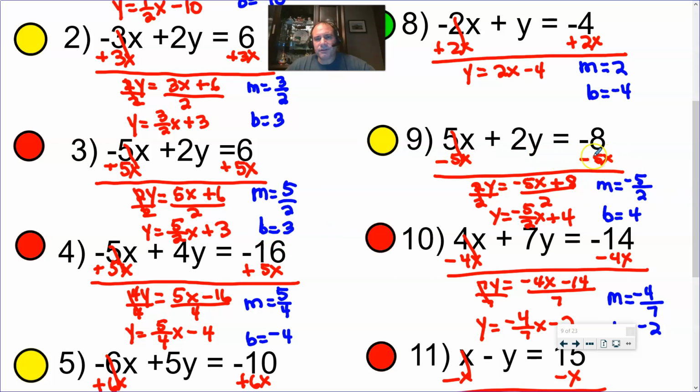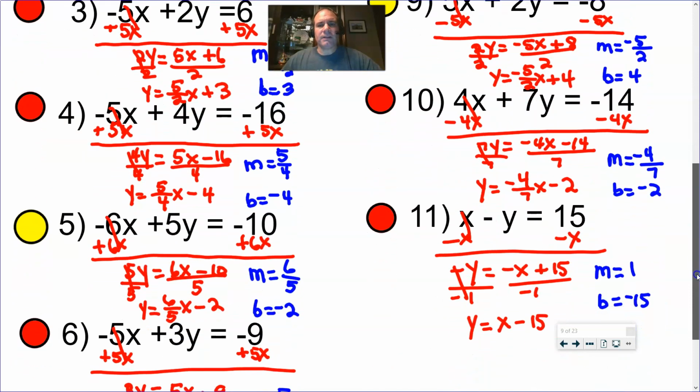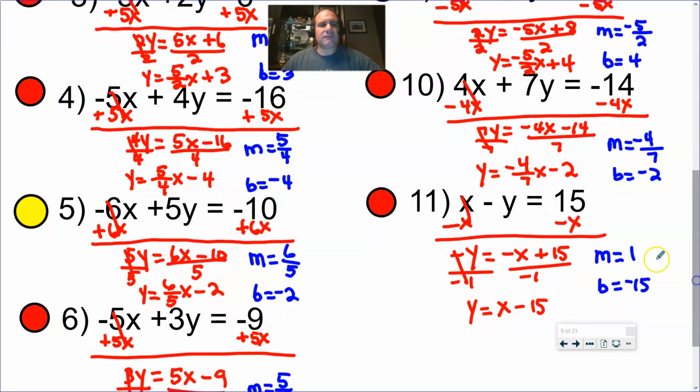Minus 5x on both sides. Number 9. You divide by 2 on both sides. Then you have negative 5 over 2. I kept it. Negative 5 over 2. 8 divided by 2 is positive 4. The slope is negative 5 over 2. The y-intercept is 4.